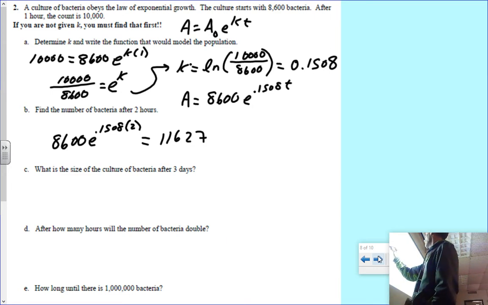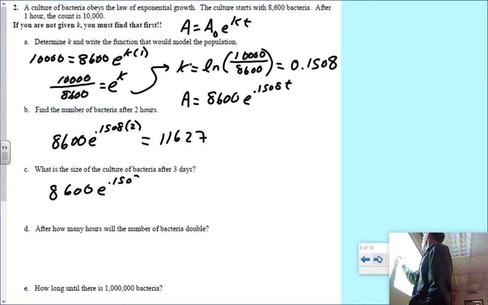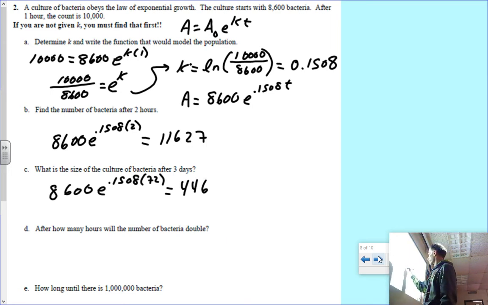And then for C, after 3 days, that's 72 hours. Which is a very large number, coming up to 446,574,805.